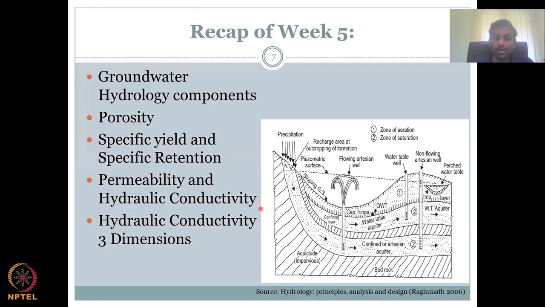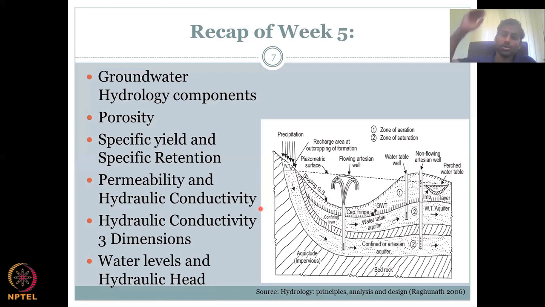Then we also looked at water levels and hydraulic head. How is a water level defined? How is a hydraulic head defined, and potential defined? All these we looked at, given an example of a ground surface, a well, and from the datum, we defined a datum as zero. And from the zeroth level, how far is your profile?